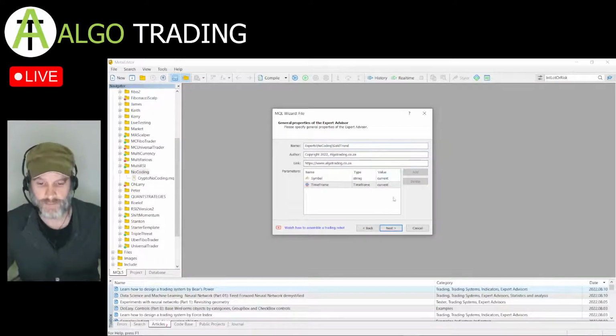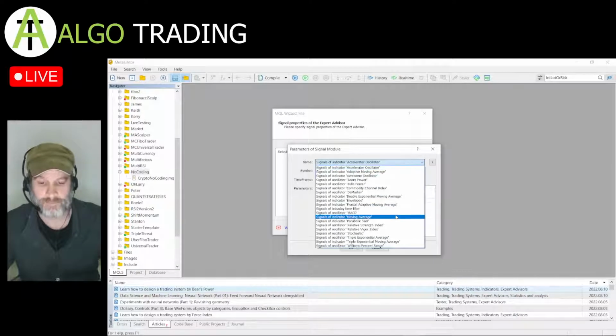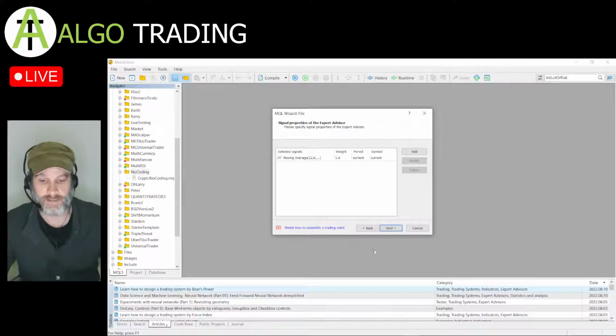Leave everything as is on the first screen, click next, and we want to add a moving average. We're just going to be using a moving average for this one. We don't know what period yet. Let's just make it exponential. We always keep it exponential. Apply to close price, and we'll keep the weight at 1. And that is it. Click next.